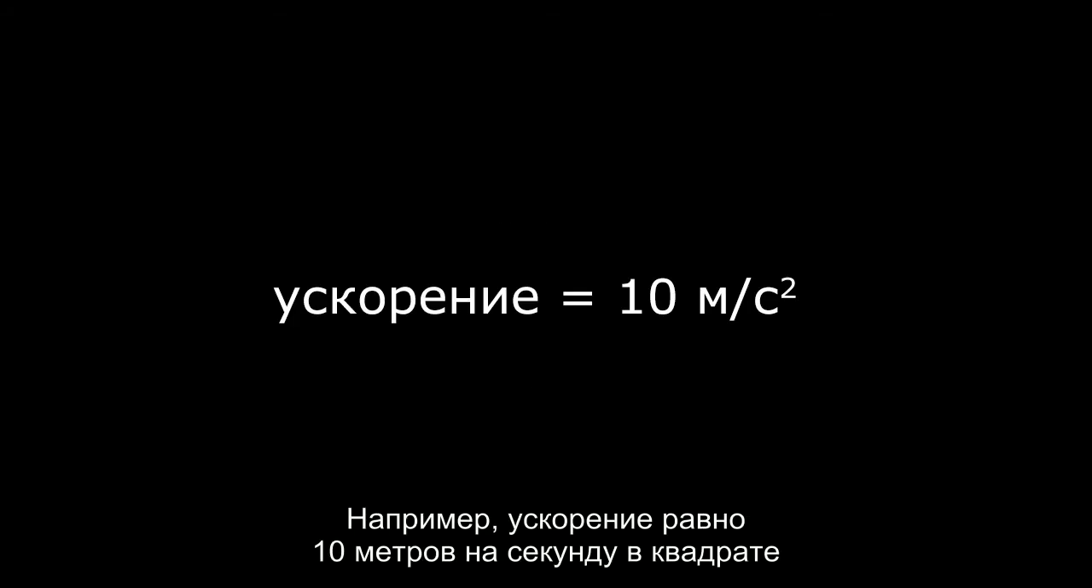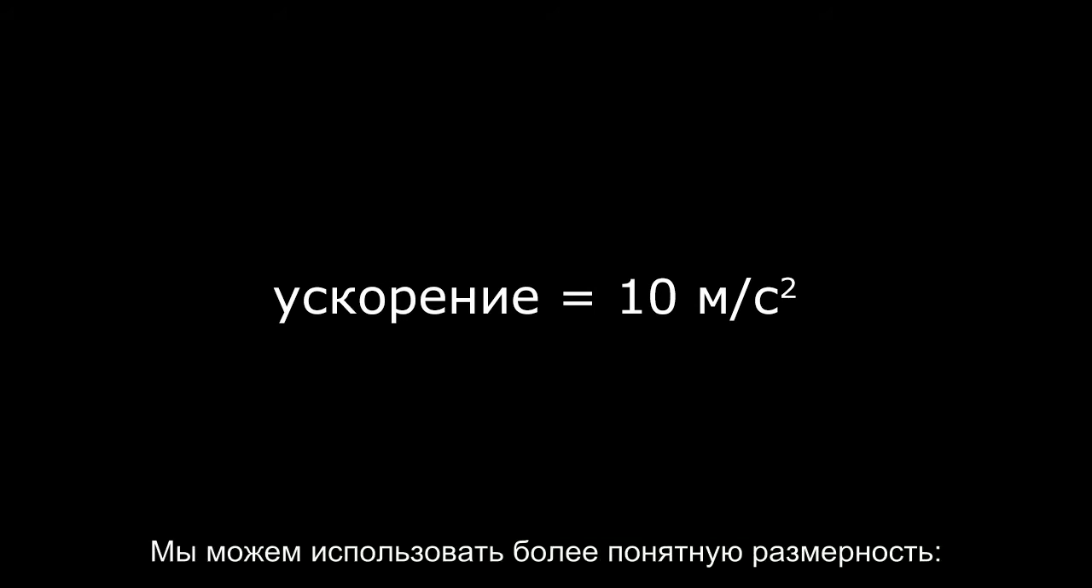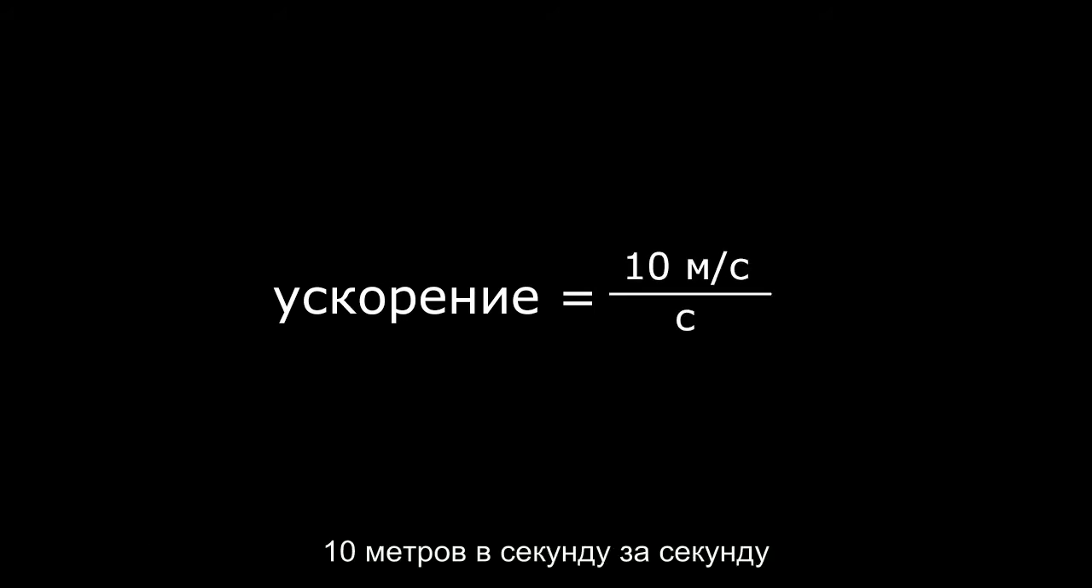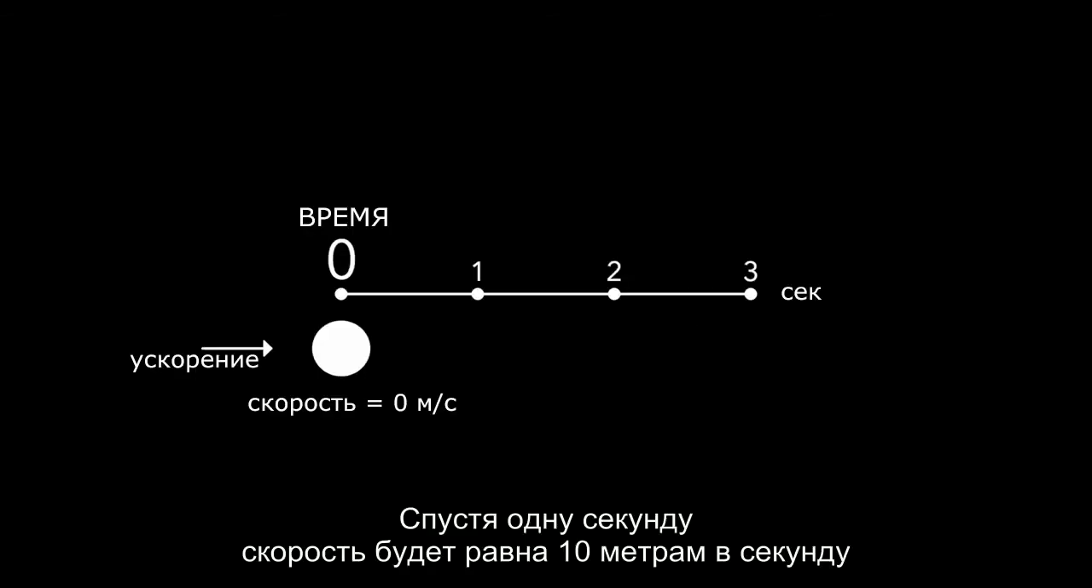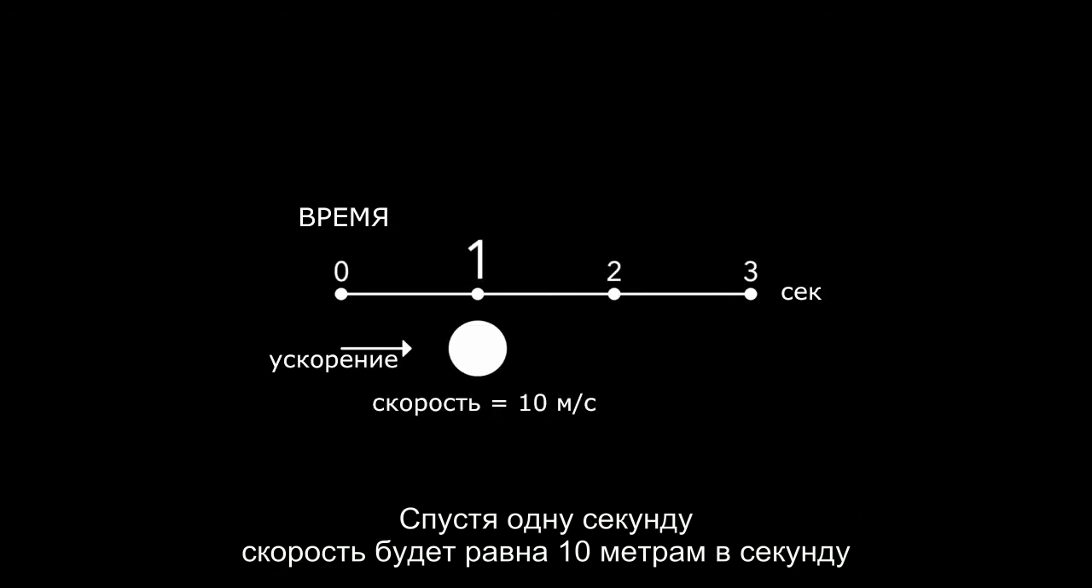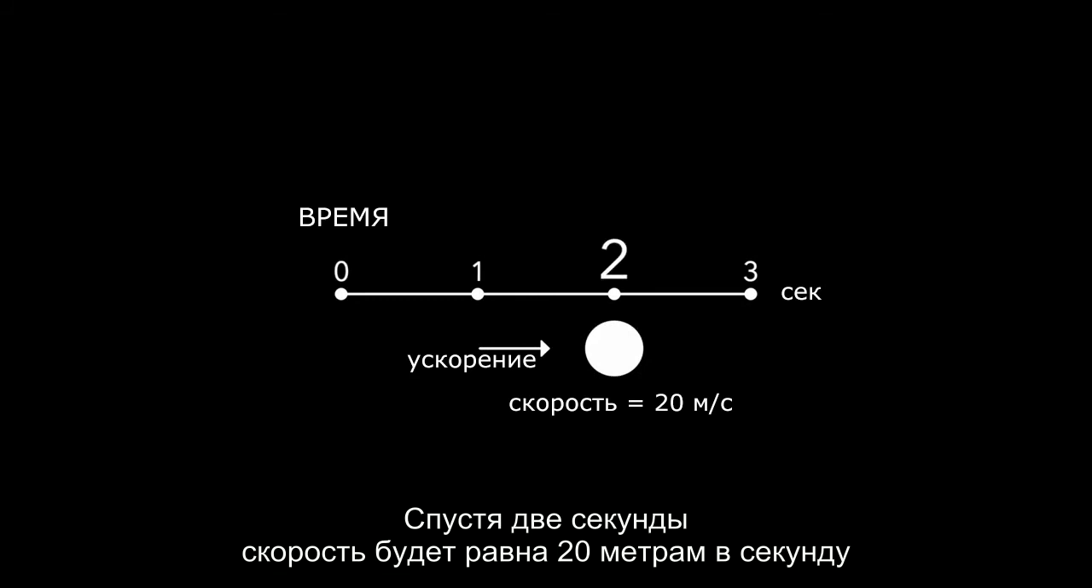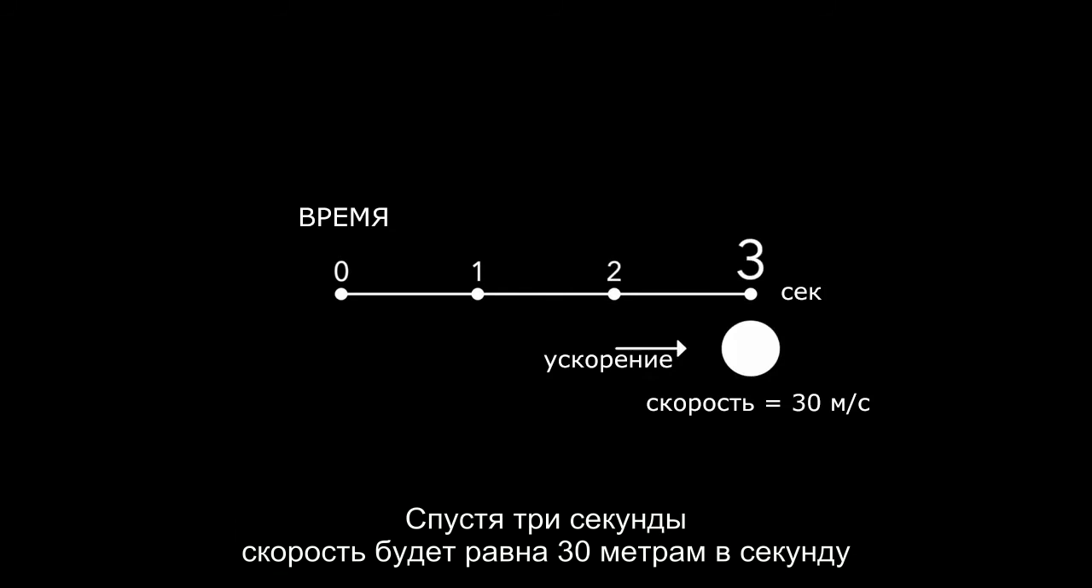For example, the acceleration is equal 10 meters per second square. We can use better words. It is 10 meters per second, every second. It means that the velocity increases by 10 meters per second every second. After 1 second, we get 10 meters per second. After 2 seconds, we get 20 meters per second. After 3 seconds, we get 30 meters per second.